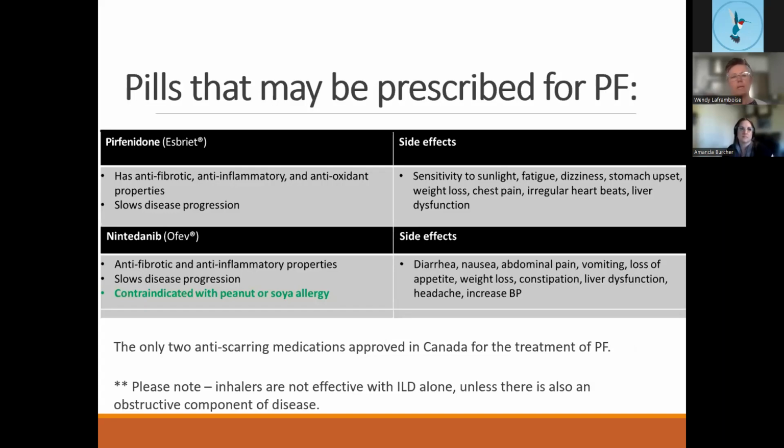They're 2 oral medications that both have anti-fibrotic and anti-inflammatory properties, and they slow the disease progression. Interestingly enough, these 2 drugs do have a lot of side effects, mostly GI side effects. There's actually a nurse in the community that's assigned to these patients to really coach them through how to manage those side effects so they continue with the medication, because it is so essential to slowing the disease progression.